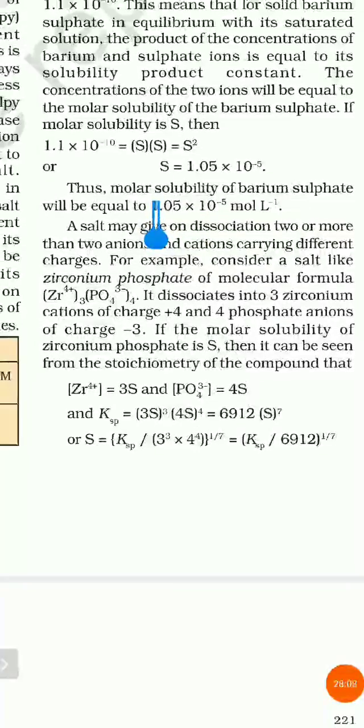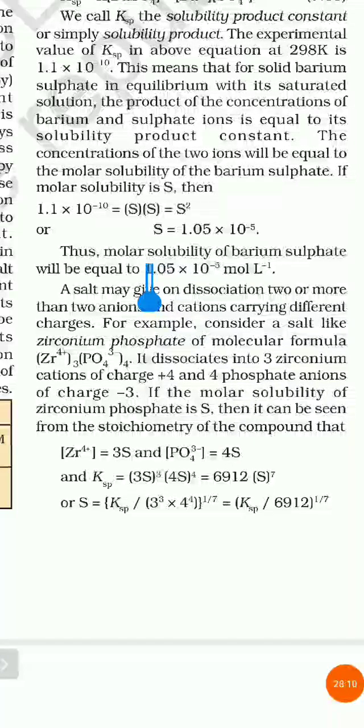Letters are not visible. Voice is audible, ma? Okay, right, no problem. Recording is happening, that's why.